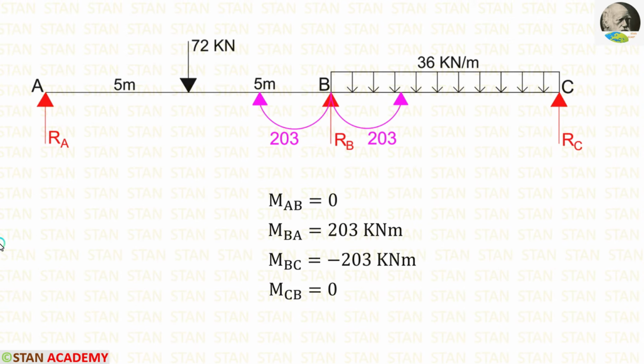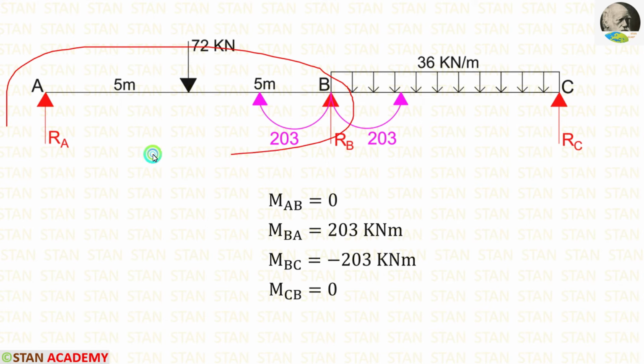In this beam, we have calculated the final moments. For MBA, we are getting a positive value. That means it is acting in the clockwise direction. For MBC, we are getting a negative value. That means it is acting in the anti-clockwise direction. Now let us calculate the reactions.